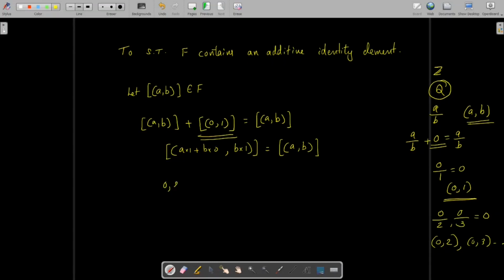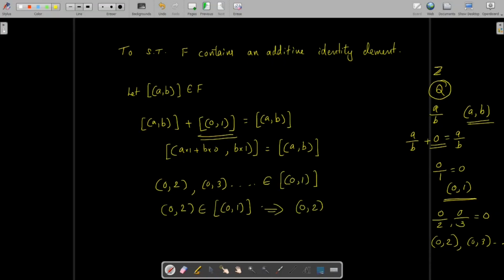All these elements (0,2), (0,3), etc. belong to the equivalence class of (0,1). The element (0,2) belongs to the equivalence class of (0,1) if and only if the element (0,2) is equivalent to the element (0,1). If and only if, by how we have defined the equivalence, the product of these two elements becomes equal to the product of these two elements. So clearly 0 into 1 equals 2 into 0.